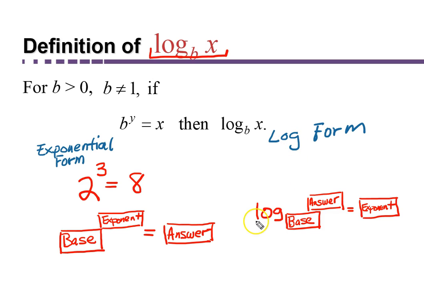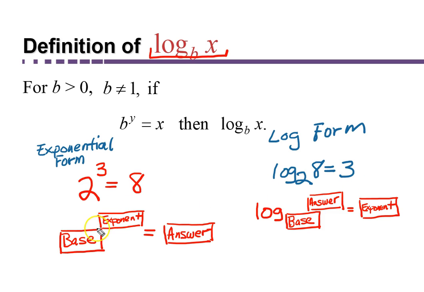We're going to say log, and let's write this word down, log, of a base. Our base here is 2, so we say log base 2. The answer goes here, and the answer we said was 8, equals the exponent. And the exponent is 3. So this is the exponential form. This is the logarithmic form.